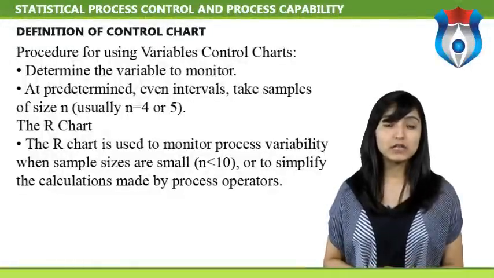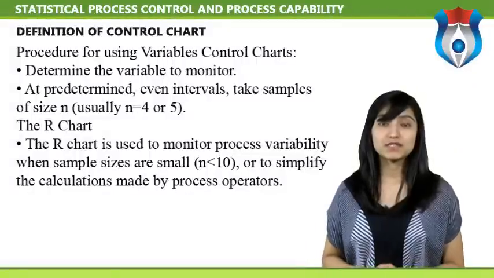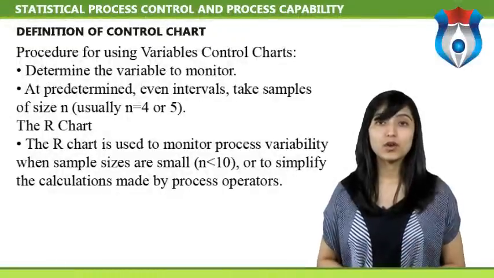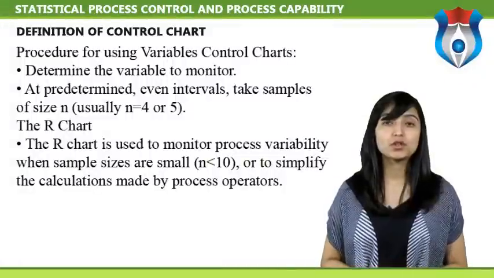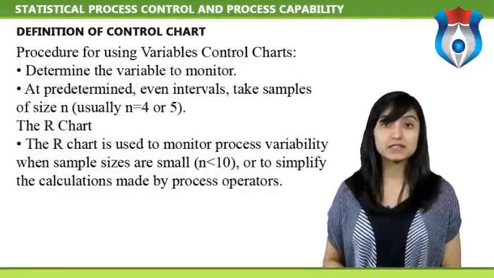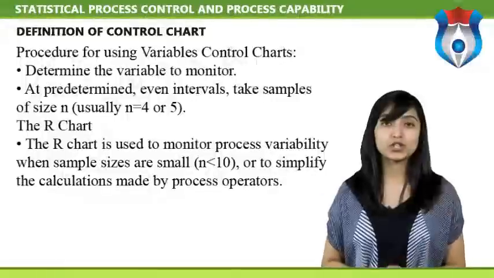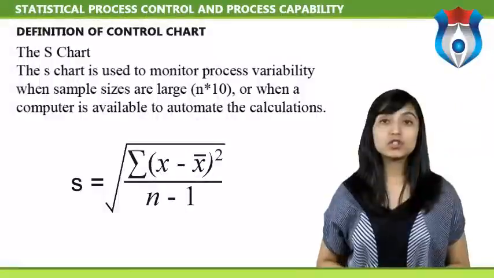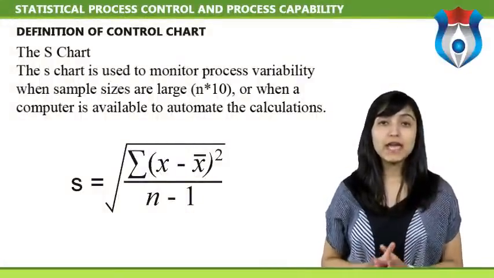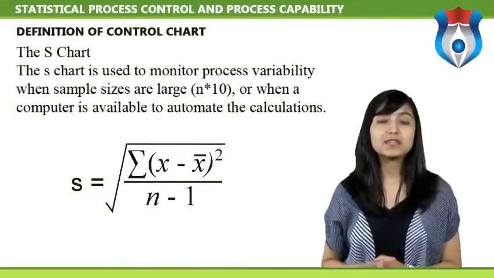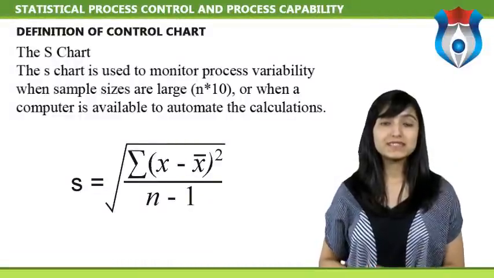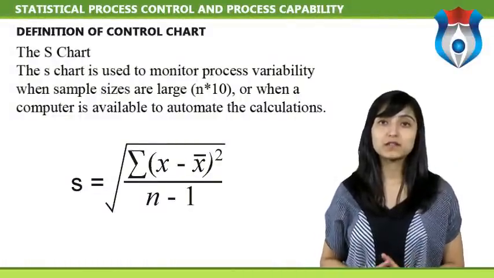The R chart. The R chart is used to monitor process variability when sample sizes are small, n is less than 10, or to simplify the calculations made by process operators. This chart is called the R chart because the statistic being plotted is the sample range. The S chart. The S chart is used to monitor process variability when sample sizes are large, n is greater than 10, or when a computer is available to automate the calculations.